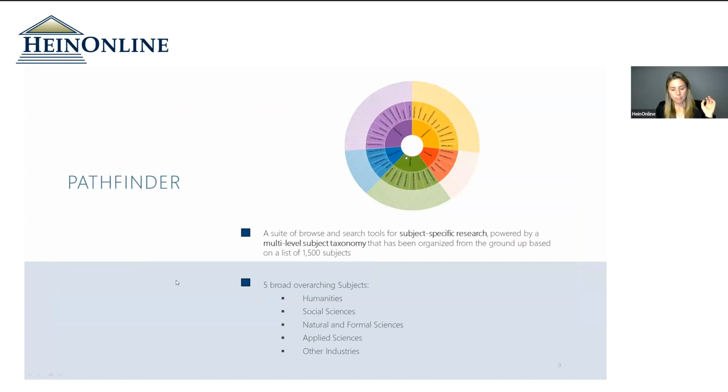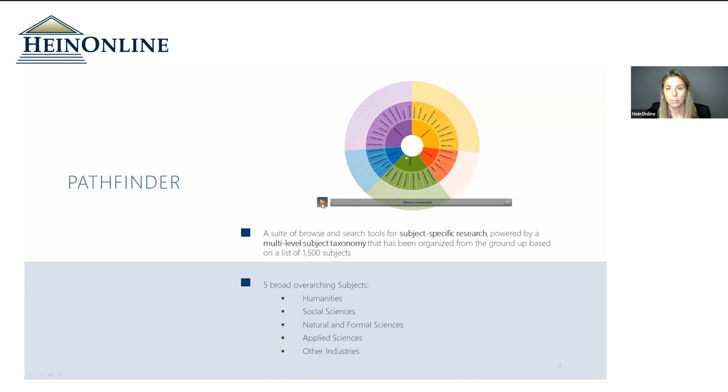All right, so next I want to talk about, we talked about earlier how intuitive HeinOnline is, and I said that I would talk more about some of the key features of HeinOnline that make our database so intuitive. The first one I want to talk about here is our Pathfinder tool. I'm just going to show here how it works.